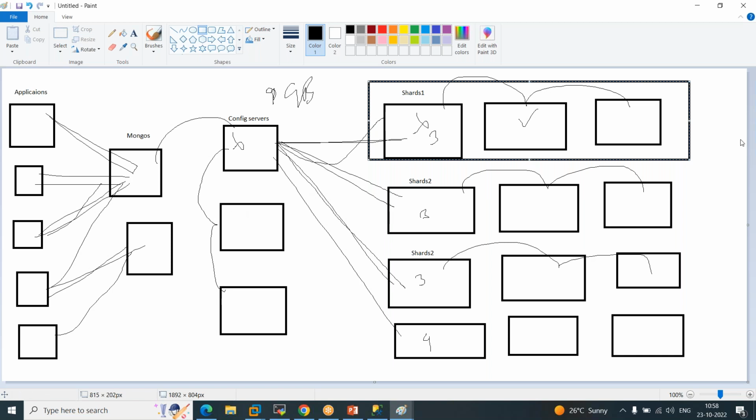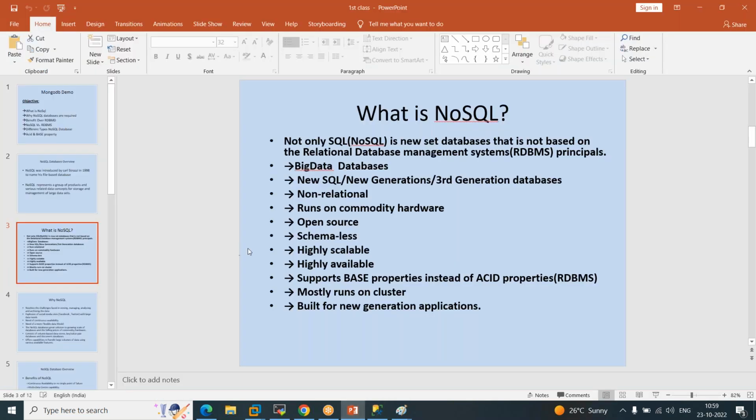Does anyone want to ask something before I move the slide on to the architectures? It's just for an idea that I discussed here. I'm not finishing anything today. It's just an idea of what NoSQL is. So if anyone wants to ask, you can ask.